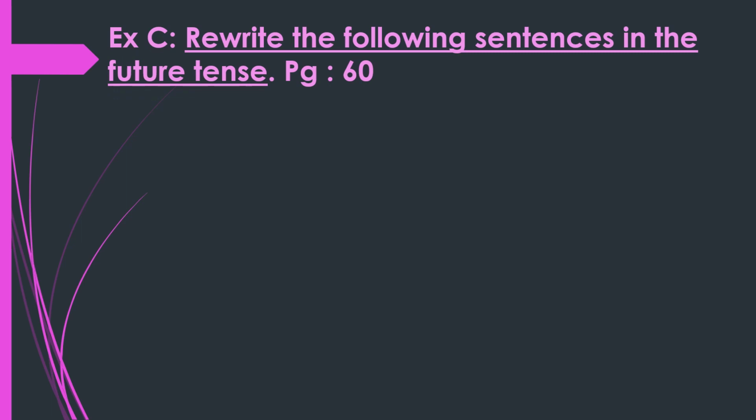Now let us see what we have to do in exercise C. Exercise C is on page number 60. In this, we have to rewrite the following sentences in the future tense. Now children, we have got 8 sentences here in this exercise and we have some space provided. We have to write all these sentences in the future tense. So let's go ahead and do the exercise together.